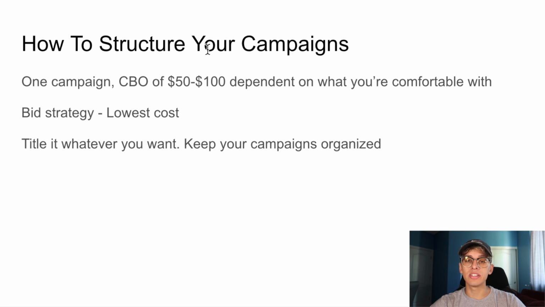And then bid strategy, just lowest cost per conversion. I really don't do anything complex with that. I don't think it's necessary when you're cold testing interests. And then you can just title the campaign really whatever you want.